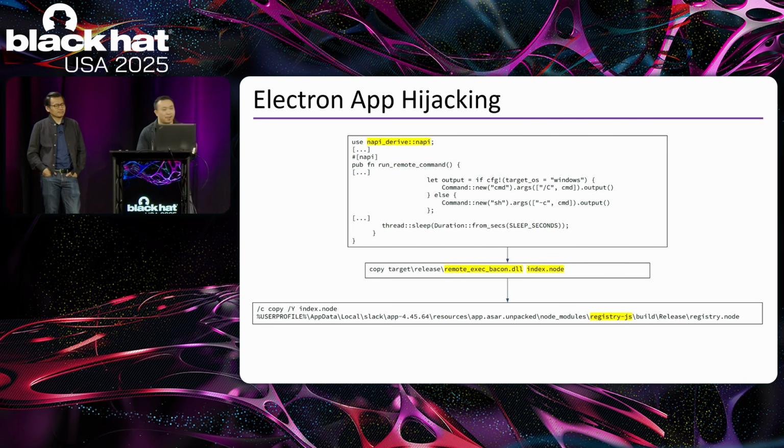In this case, I compiled the old Rust beacon to a DLL file using N-API, short for Node API. It's a C-based API provided by Node.js to allow native code like C++ or Rust to interact safely with the JavaScript runtime across platforms, as you can see in the top snippet there. And then I renamed the DLL to index.node in the second snippet. And then I modified the LNK generation to drop the Node extension to Slack's module directory, which is the registry.js module in this case, as you can see in the last snippet.